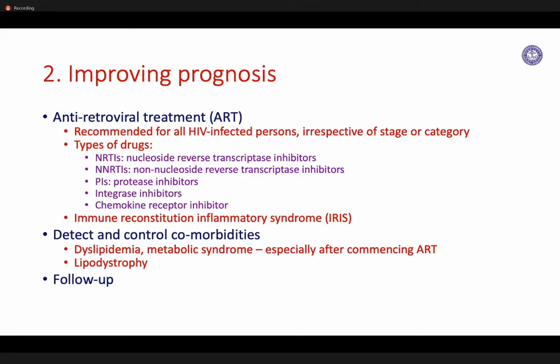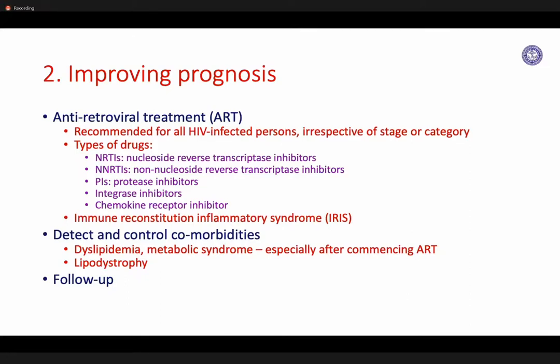But when they are started on antiretroviral therapy, something very interesting happens. Their immune system starts to recover a little bit. And when they start to recover, they start reacting to antigens which were lying around in the body, for which they were all this time not responding. And that causes various inflammatory syndromes. That's called the immune reconstitution inflammatory syndrome, or IRIS. So the first thing to improve prognosis is antiretroviral treatment.